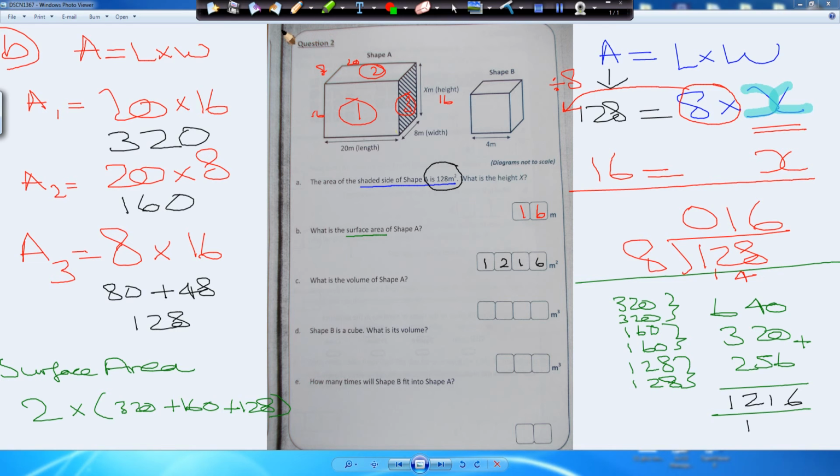Okay, I think we might need to rub off some stuff on the board. What is the volume of shape A? Now, shape A is a cuboid. That's the nicest and easiest question you get in the examination. I will do it right here now.